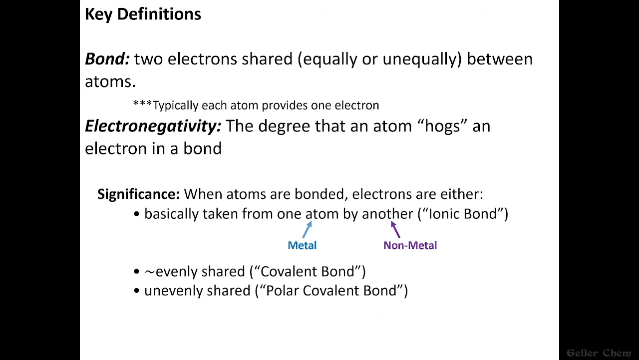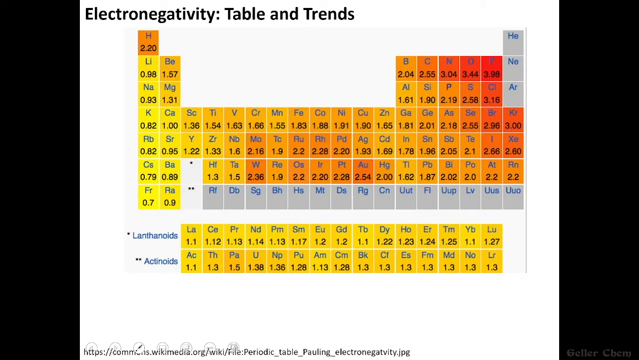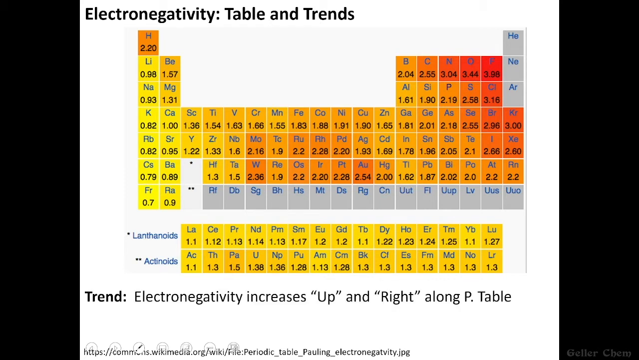And so here is an example of an electronegativity table, where the value indicates the extent that an atom can hog an electron in a bond. Now, there are numerous electronegativity tables out there with different values, but what they all have in common is the following trend. Electronegativity increases up and to the right along the periodic table.